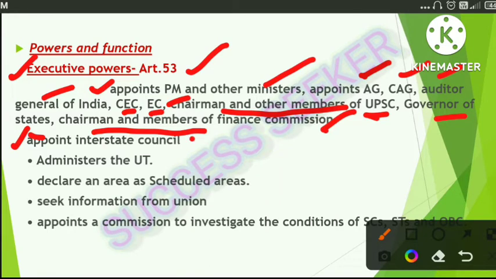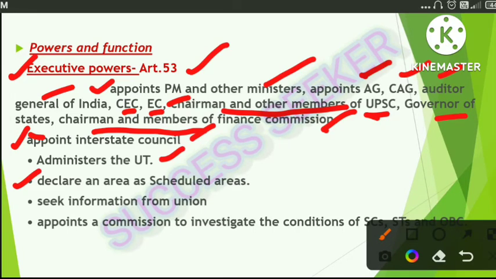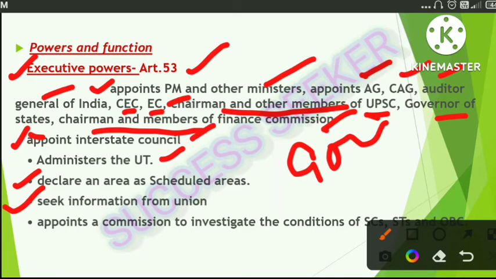The President also appoints the Interstate Council, administers the UTs, that is Union Territories, and under the President, the Lieutenant Governor or Governor acts. The President declares an area as a scheduled area. Whichever area is to be notified as a scheduled area, the President only declares it after getting a report from the Governor of the state. Next is seeking information from the Union. The President can seek information regarding the administration from the Union at any point of time. The President also appoints a commission to investigate the condition of SCs, STs and OBCs.